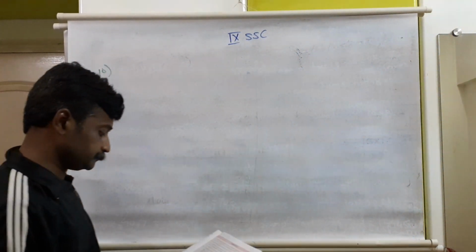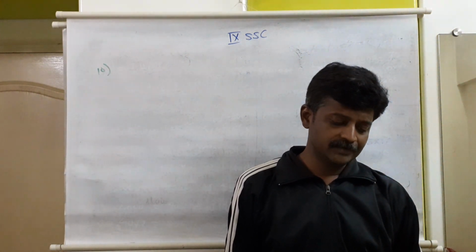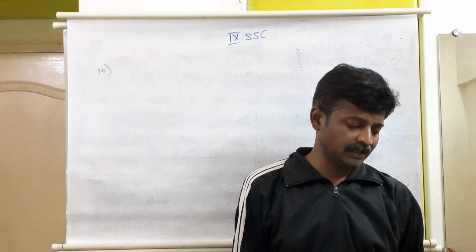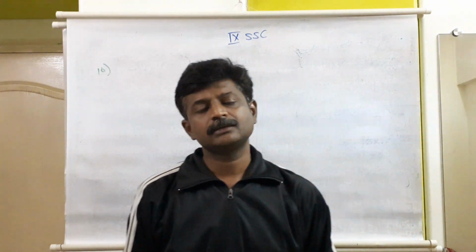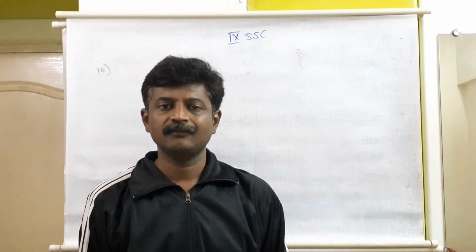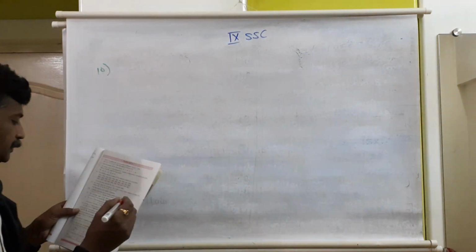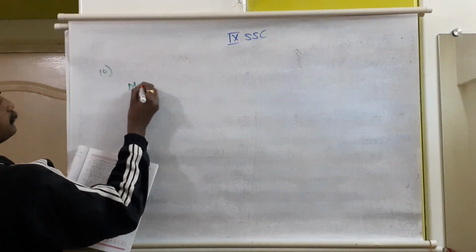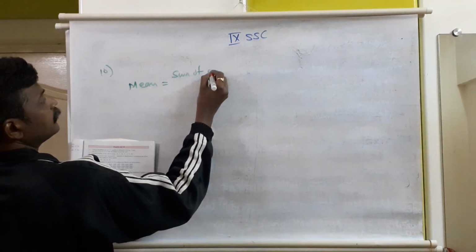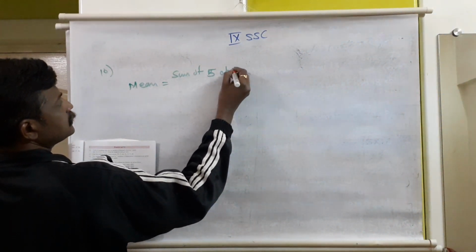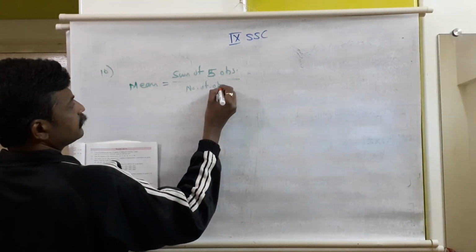In sum number 10, the mean of 5 observations is 50. One of the observations was removed from the data, hence the mean became 45. Total observations were 5. One is removed, means now the number of observations is 4. Find the observation which was removed. Okay, no matter. Mean of 5 observations. It is given mean is equal to sum of all, I will write 5 observations, sum of 5 observations divided by number of observations.